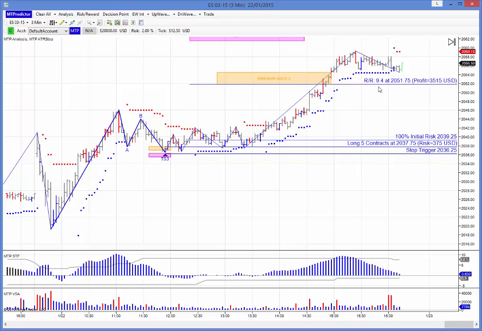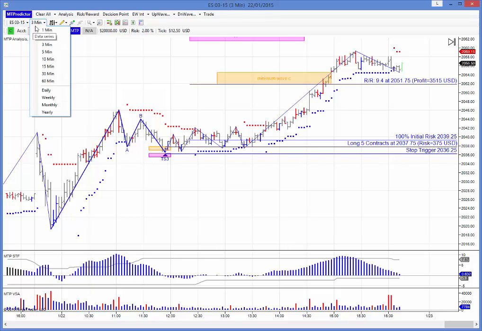Now this is why I talked about a loss to start with. So the losing trade yesterday would have been -1R, and this profit here would have been +9R. That's the beauty of using correct position sizing and having an approach as we do with MTPredictor, where the profits are much larger than the losses. So what an absolutely fantastic trade there.